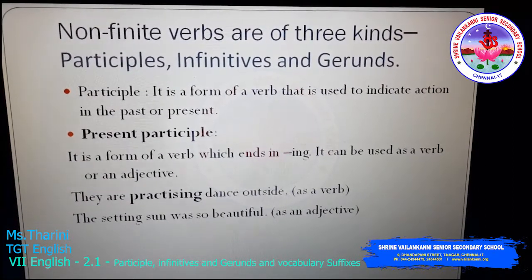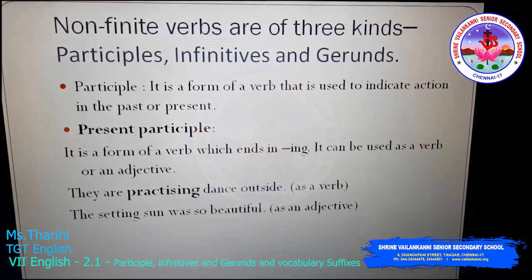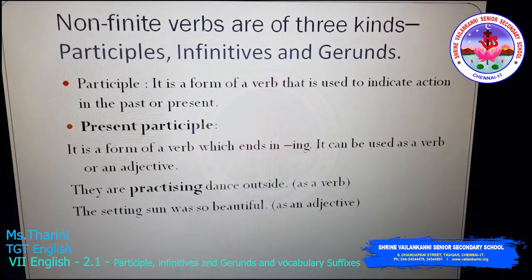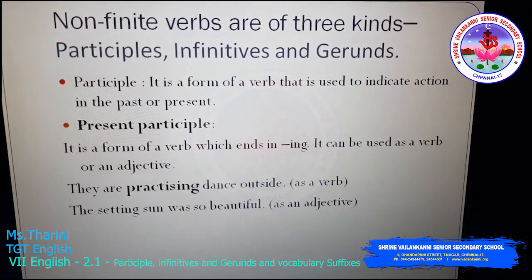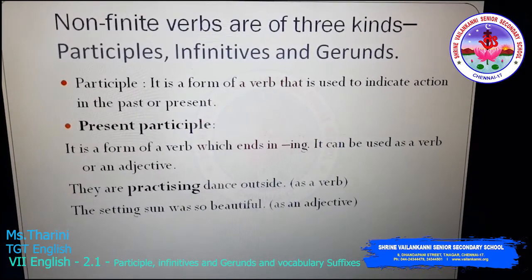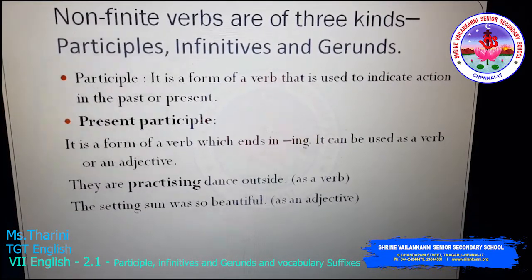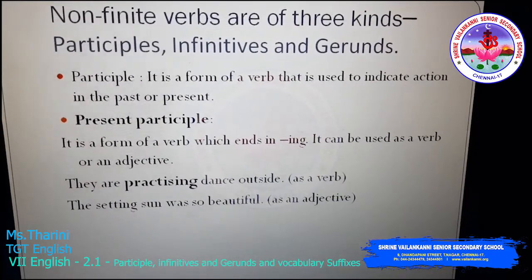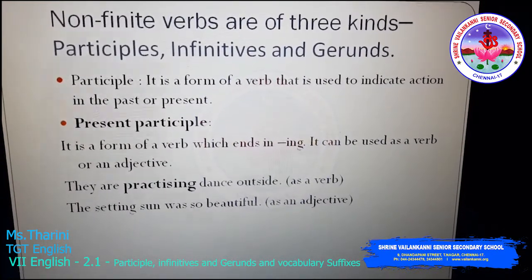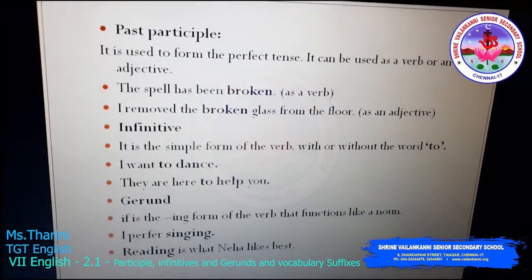The setting sun was so beautiful. So what is the setting over here? It is an adjective. How is the sun? The sun was setting. So that was so beautiful. So here it acts as an adjective and not as a verb. So we saw present participle.